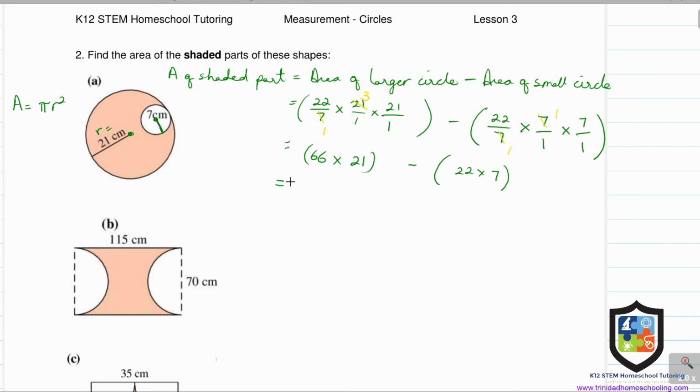So in your working column, you would multiply your 66 by 21 and get 1386, and then you would subtract your 22 multiplied by 7, which is 154. So you should get this. And your units are centimeters squared. Now always make sure your units in your question are the same before doing any calculations. Here both our units were in centimeters, so we have centimeters squared.